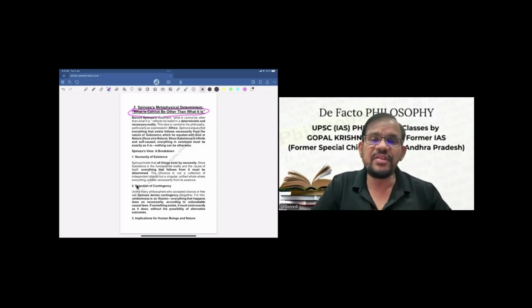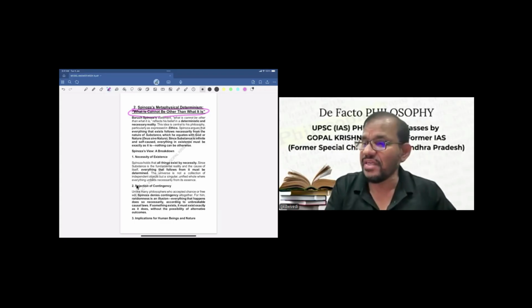So Spinoza has given the statement, what is cannot be other than what is, which reflects his belief in a deterministic and necessary reality. Basically, Spinoza says everything that exists follows necessarily from the nature of substance, that is, from God. So he says God is nature, nature is God, and everything which exists follows necessarily from God. Since substance is infinite and self-caused, everything in existence must be exactly as it is. Nothing can be otherwise.